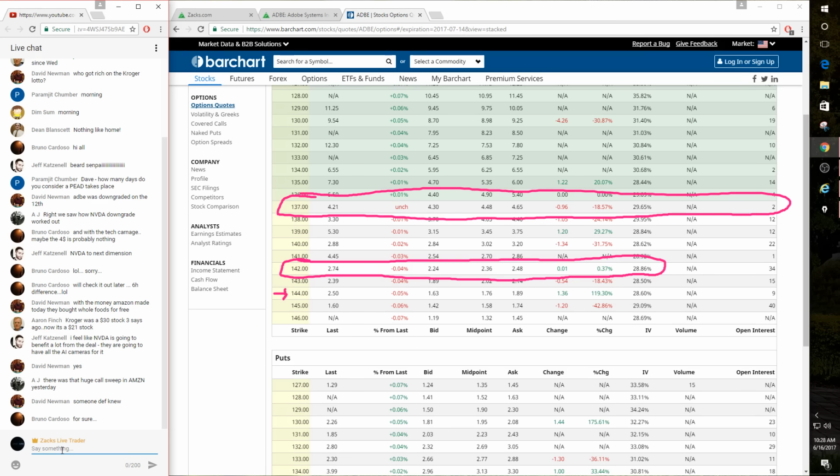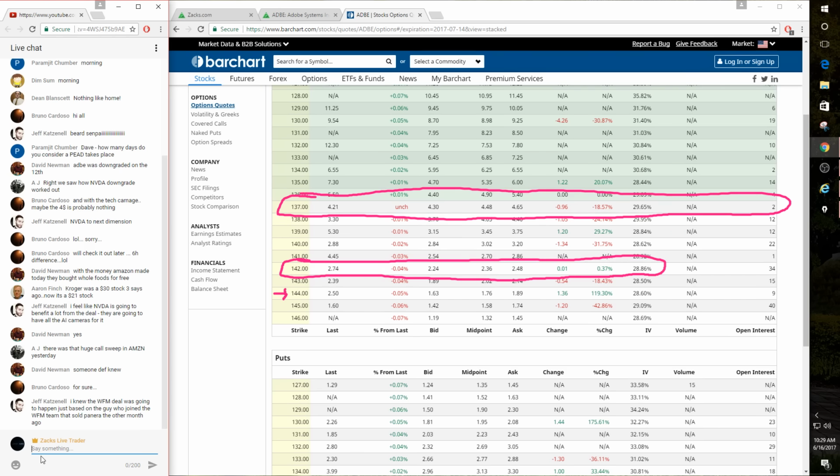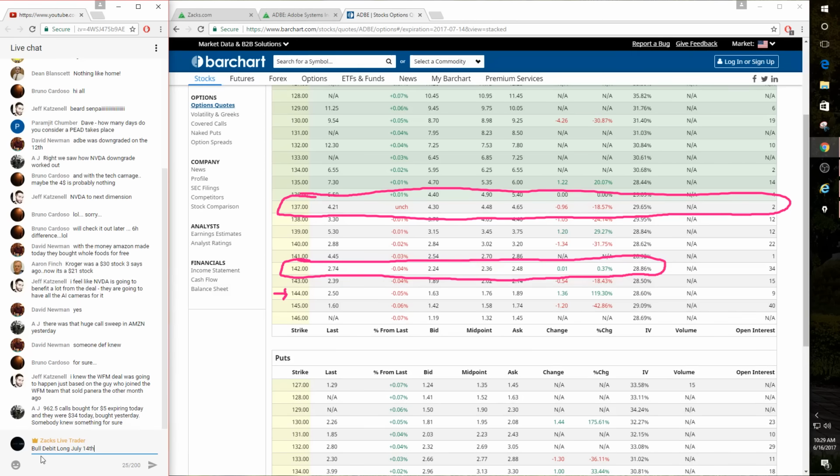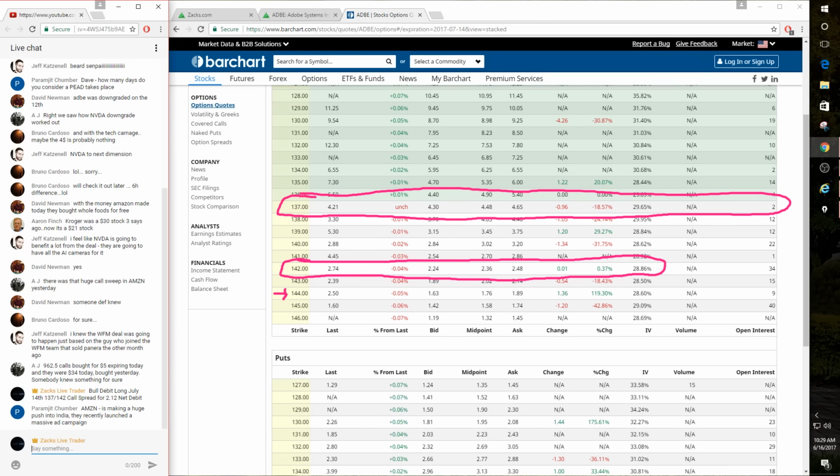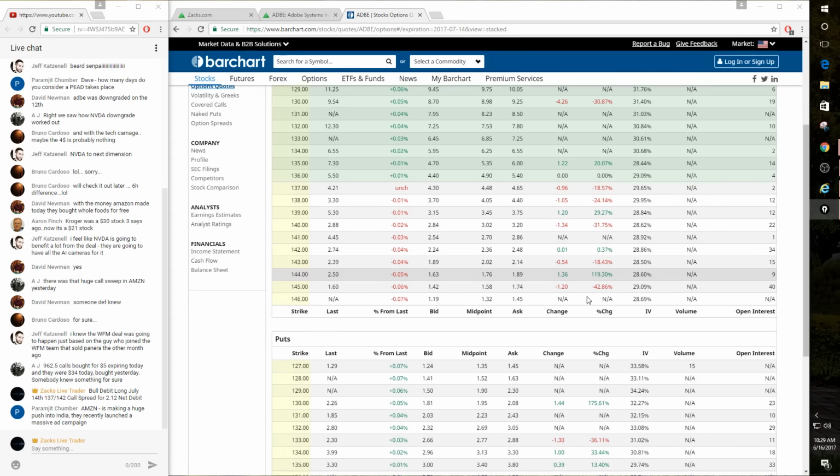So I'm going to go ahead and type it here. And if somebody could do me a favor, because I don't have my chat window, our long-term chat. If somebody can either just put this into the chat for me, I'm going to say the bull debit here is long July 14th, 137, 142 call spread for a 212 net debit. Okay. All right. So there's that. Normally I have my chat up. I need to get my chat up here.